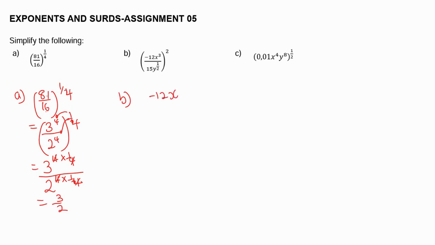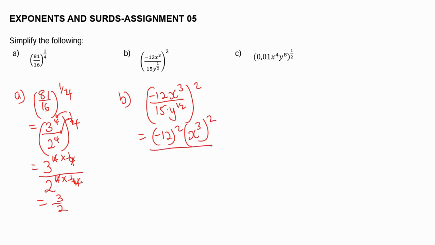B, we have negative 12x cubed over 15 y to the power 1 over 2, all this to the power 2. So we're raising each factor in the numerator by 2, and also raising each factor in the denominator by 2. So it becomes negative 12 to the power 2, then x cubed to the power 2 over 15 to the power 2, and then y to the power 1 over 2 to the power 2.